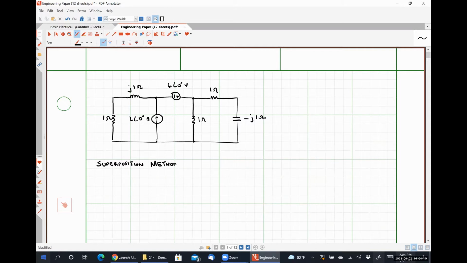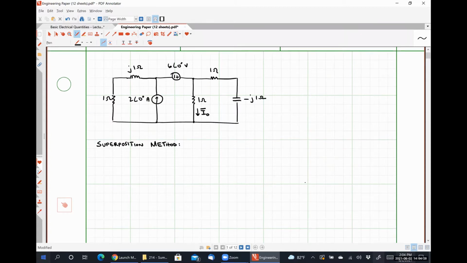I should identify the quantity that we're trying to find. So let's try to determine this phasor current I0 flowing through that middle 1 ohm resistor. Using the superposition method, we would turn one source on, leave the other source off, and then analyze the circuit. Since there's only 2 sources, we'll have to do this twice. So let's start with the voltage source on and current source off.